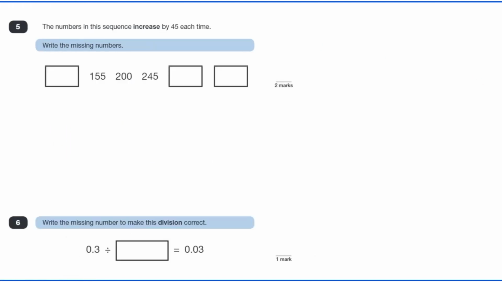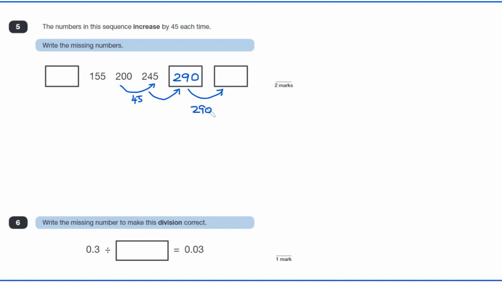Question number 5. The numbers in the sequence increase by 45 each time. So here to here increase by 45. And here to here increase by 45. And here to here increase by 45.